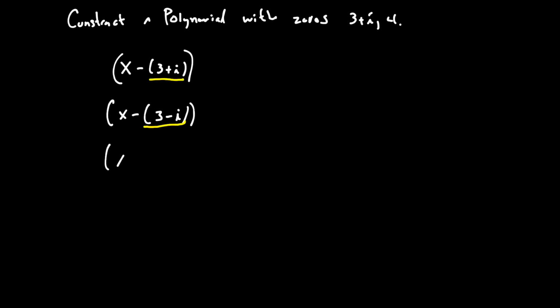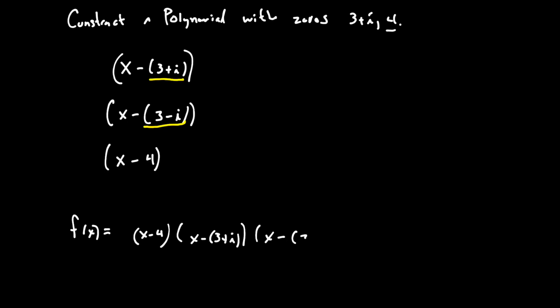And finally, we also know another linear term, x minus 4, needs to divide into our polynomial since we're given that the last zero was 4. This means one polynomial that meets this criteria would be given by x minus 4 times x minus the quantity 3 plus i times x minus the quantity 3 minus i. And this would be one example of a solution.